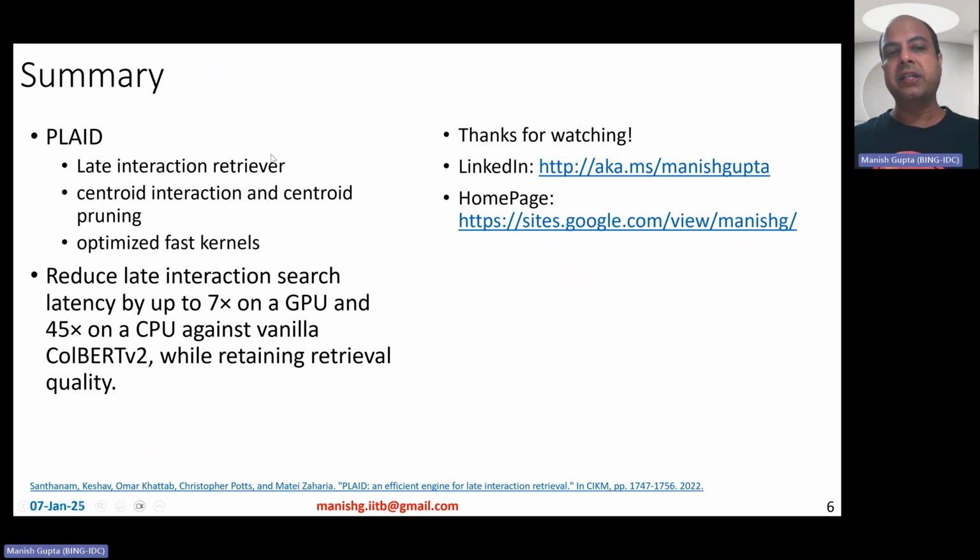So in summary, PLAID is a late interaction retrieval system, meaning a multi-vector dense retrieval system. Okay. It involves these concepts of centroid interaction and centroid pruning. Also, in the inverted lists, it stores a mapping from centroids to passage IDs rather than centroids to passage token IDs, right? They've also done optimizations in terms of kernels. They use optimized fast kernels. Okay. Overall, across multiple datasets, they show that you can obtain reduced late interaction search latencies by up to 7x on GPUs and up to 45x on CPUs against vanilla ColBERT V2, while you retain the same retrieval quality metrics.